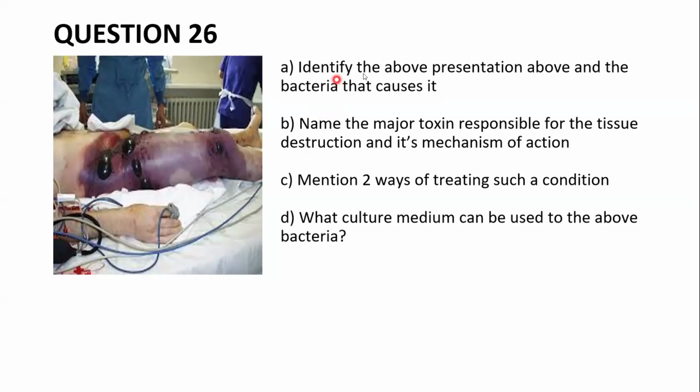This is gas gangrene. Yes, you can see it appears that there is gas in between the skin, underneath the skin. Caused by Clostridium perfringens. Very good. Then the major toxin responsible for the gas gangrene. Alpha toxin. Very good.